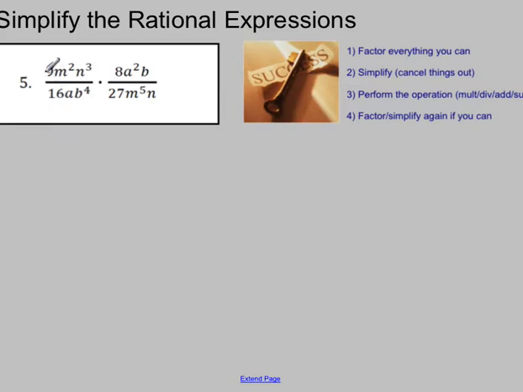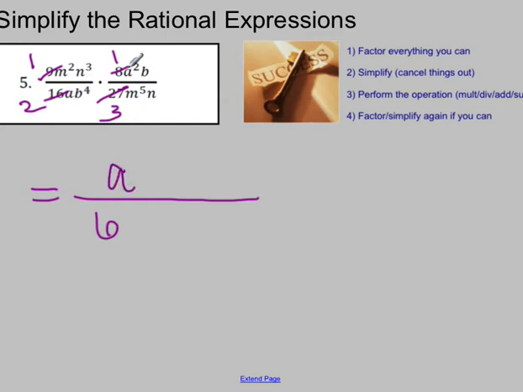So I would have 9 and 27, both divisible by 9. 8 and 16, both divisible by 8. So I would have 1 times 1 and 2 times 3, so 6. Now I'm going to look at this in alphabetical order again. I have a to the first and a to the second, so my larger is in the numerator, so I will have a to the 2 minus 1. So this is a to the first. Now I would have b. I have b to the first and b to the fourth, so b to the 4 minus 1 is 3.